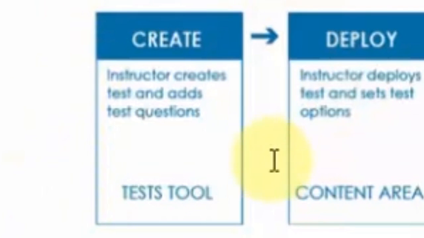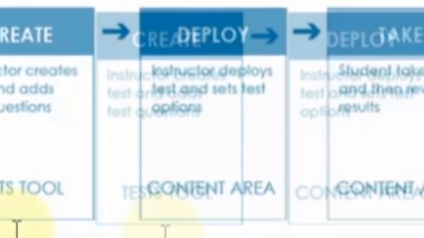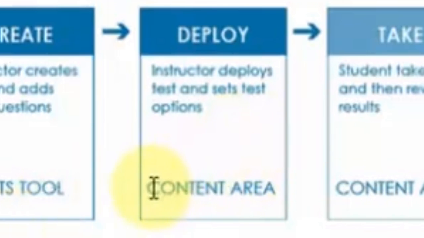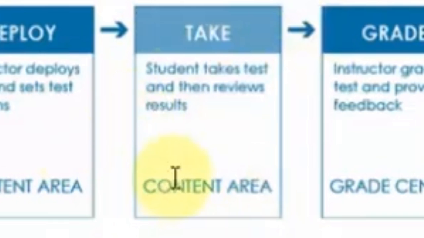So the big picture, the first thing you're going to be doing is creating a test. And you're going to be doing that creation in the test tool section of your Blackboard. Once you're done creating the test, we're going to deploy it in a content area, right? And these are the two big steps that need to be done for a test to be created and taken by your students. Once you've deployed it, your students will then take it.